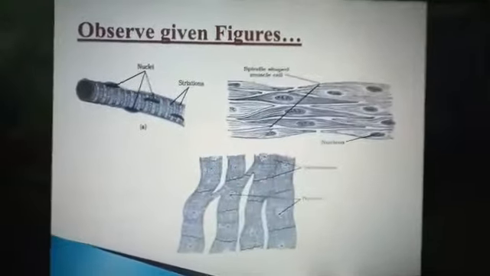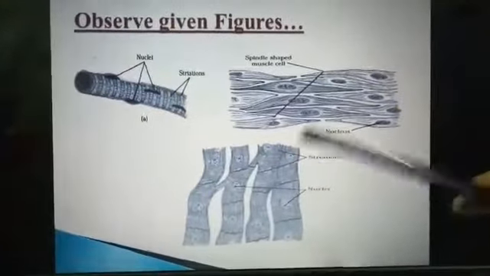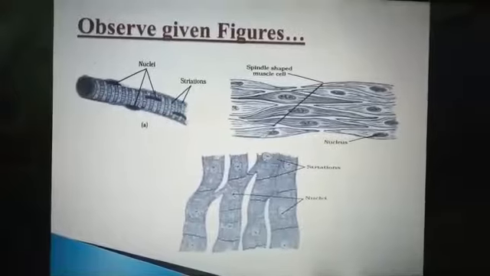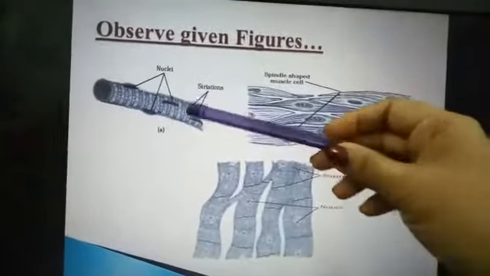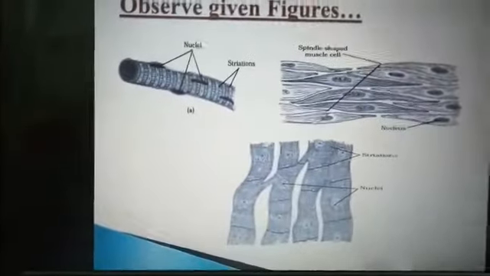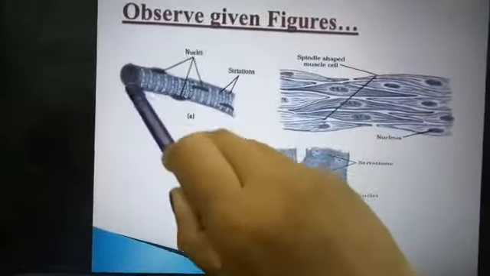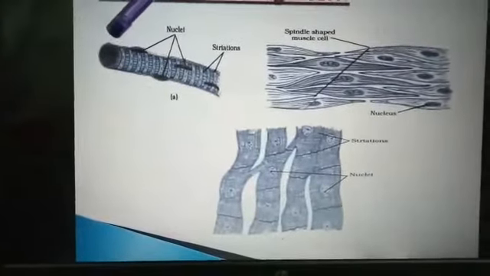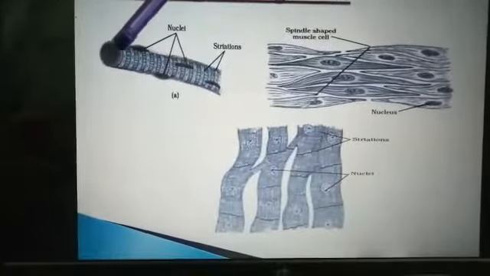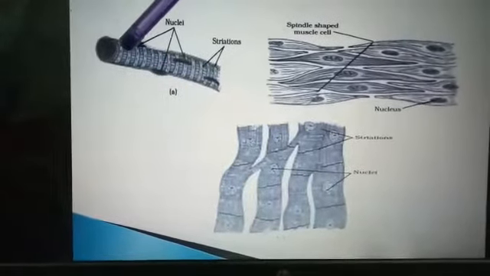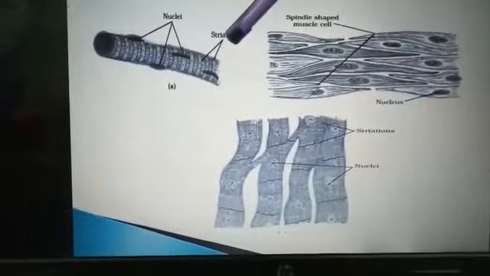So observe the given figures. All these 3 are the 3 types of muscular tissues, muscle fibers, right? The first one is striated. As you're observing, there are dark and light bands. The ring-like structure is the dark one, and the dash structure is the light one. Dark and light, so all these are known as striations.